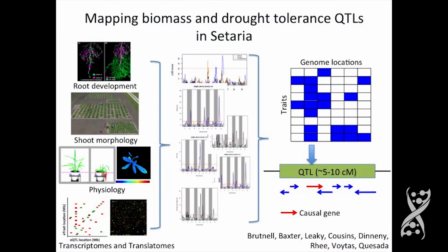And there are a lot of interesting projects that are being carried out to address this challenge. And one of those projects is a consortium that's led by Tom Brutnell, where we're trying to map biomass and drought-tolerant related QTLs in Setaria using recombinant inbred populations. And so different labs in this consortium are mapping a variety of traits like crown root development, shoot morphology, different types of photosynthetic physiological traits, as well as transcriptome and translatome profiles, and are building a lot of QTL maps. And so we're starting to be able to build a trait by genome location map or matrix where we can identify QTLs that control several biomass and drought-tolerant related traits.